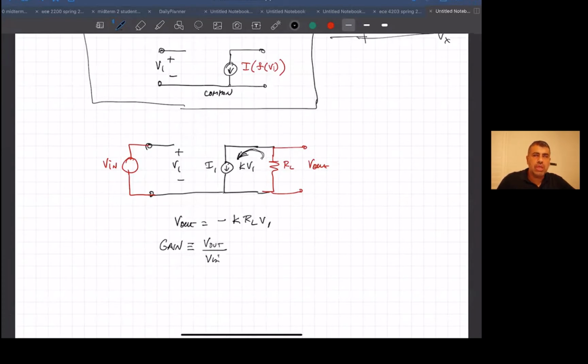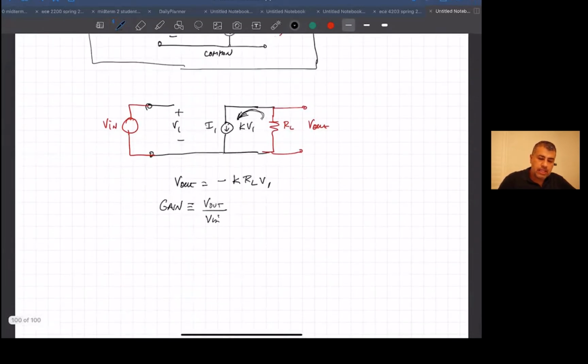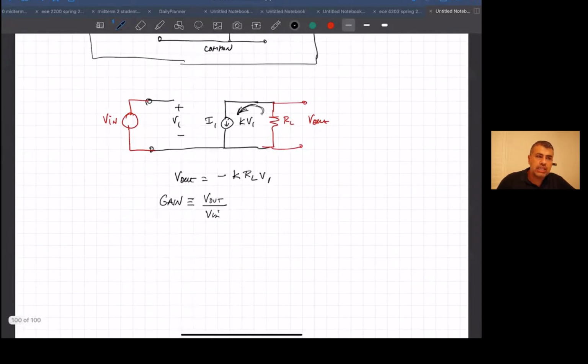So this is how much V out is amplified over V in. By the way, most amplifiers are inverting amplifiers. We need to keep track of that minus sign, but basically people just ignore it, except knowing that the polarity of the output is inverted with respect to the input. When you talk about gain, you don't talk about negative gain. You just call it an inverting amplifier, and you really look at this K RL as the gain in this particular case.